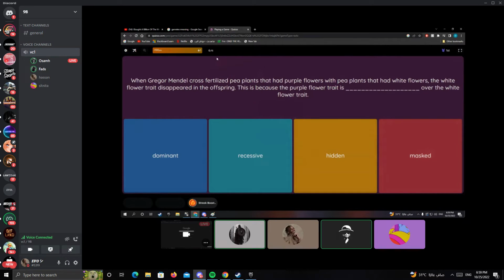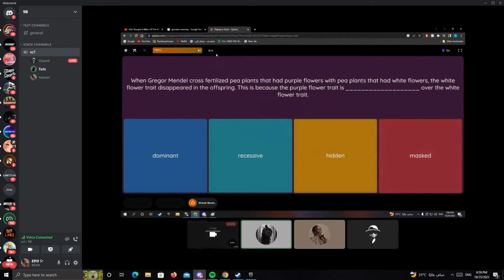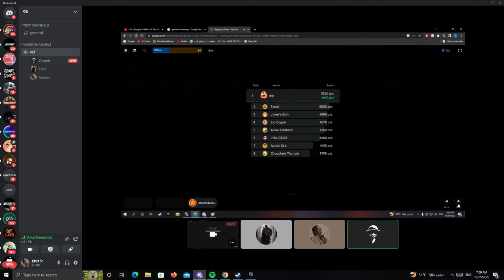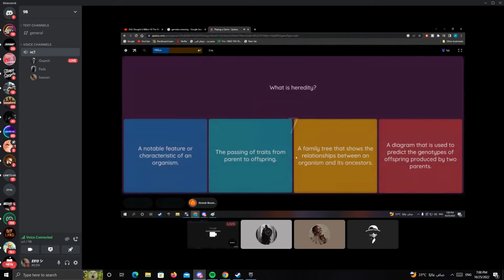When Gregor Mendel cross-fertilized pea plants that had purple flowers with the pea plants that had white flowers, the white flower trait disappeared in the offspring. This is because the purple flower trait is recessive over the white flower trait. Dominant. Dominant. I didn't read the question properly. Did you not actually? No, I actually didn't read it properly. Okay. Heredity. Yalla, Hassan, all you.